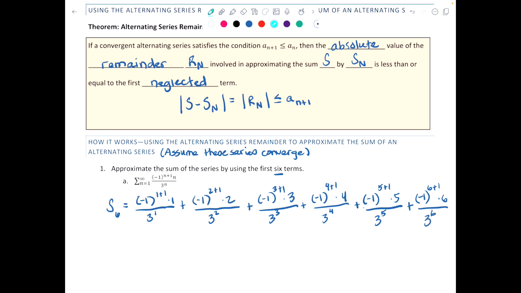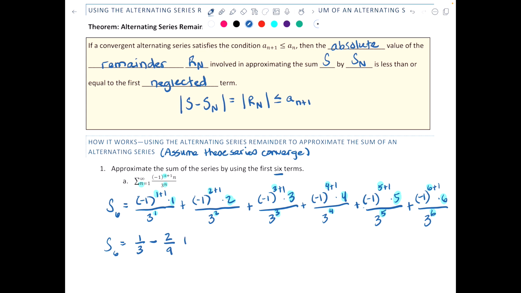So I just plugged in wherever there was an n, I plugged in which one we were on. So this is A1, this is A2, A3, A4, A5, and A6. And let's simplify that a bit. So we'll have S6 is equal to, so we'll have -1 squared, so that'll turn that positive, so we'll have 1/3. And then -1 cubed means we'll have a minus, and then we'll have -2/9.